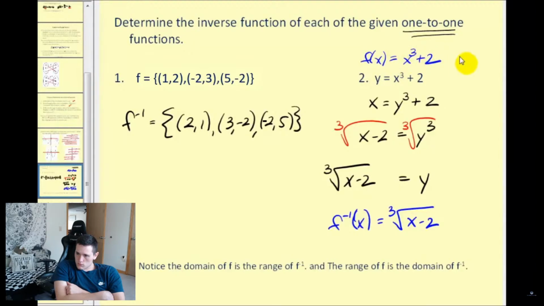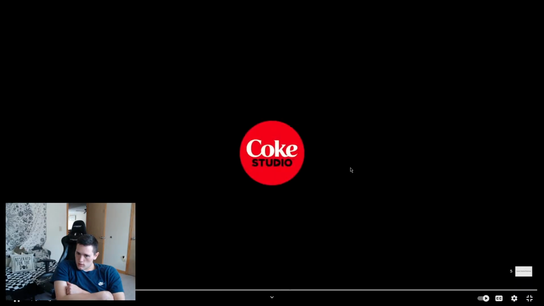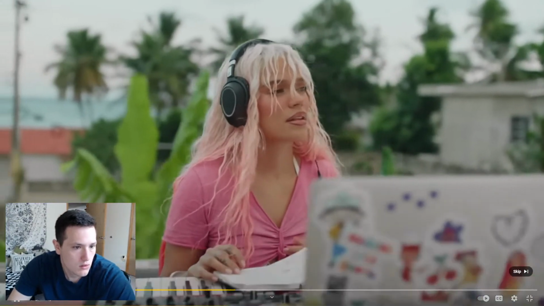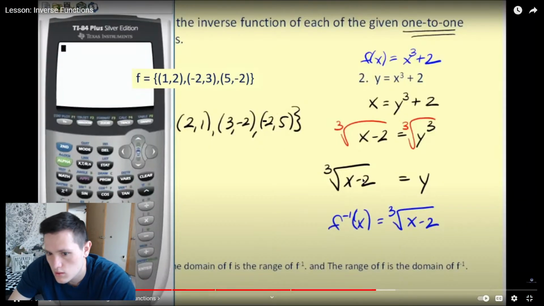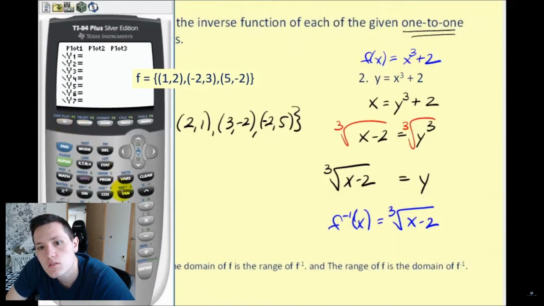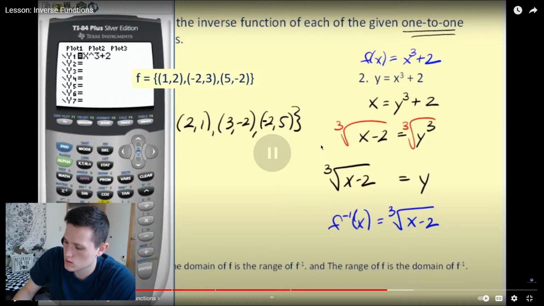And let's take a moment and look at the graphs of these two functions together. Let's go ahead and type the original function into y1. And we'll type in our inverse function into y2, so we'll raise the quantity x minus 2 to the 1/3 power.